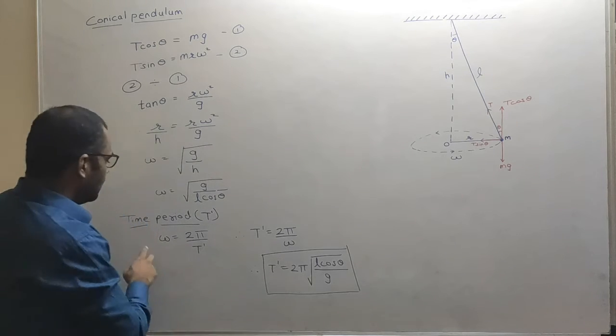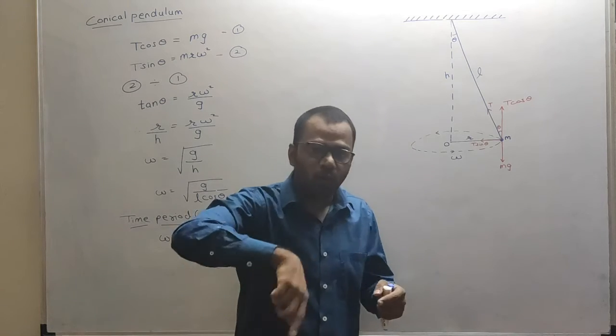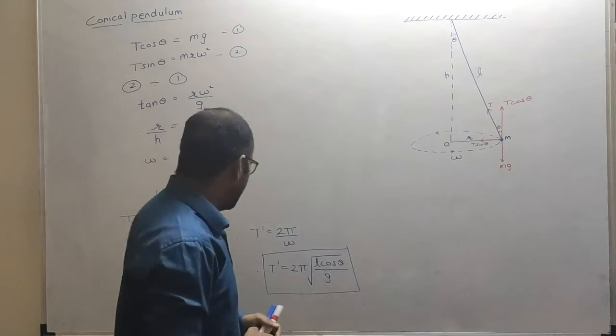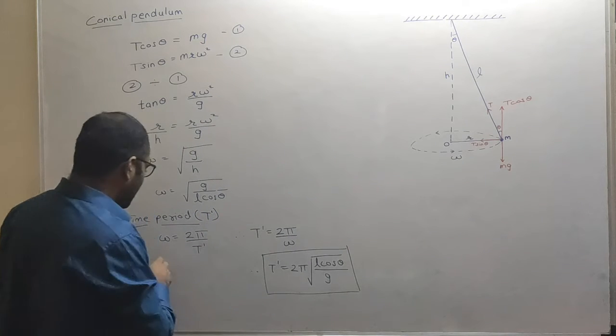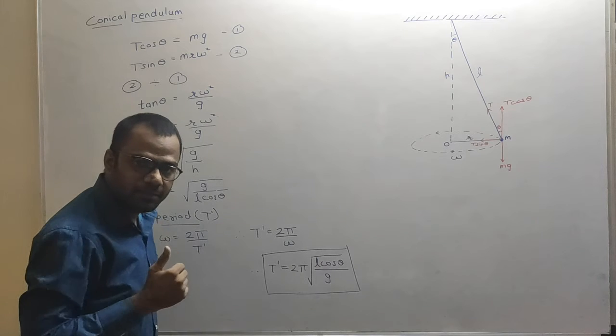Right? Okay. Now let us talk about the time period. Time period means what? Time period of the bob. That means how much time it takes to complete one rotation. That is nothing but the time period. Now we know that omega, what is the unit of omega? Radians per second.